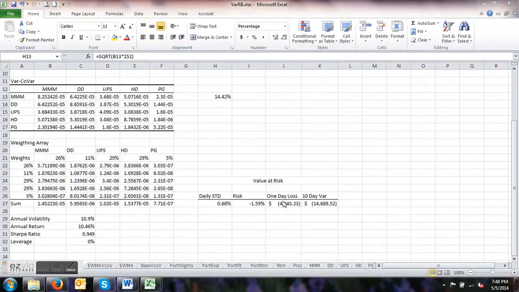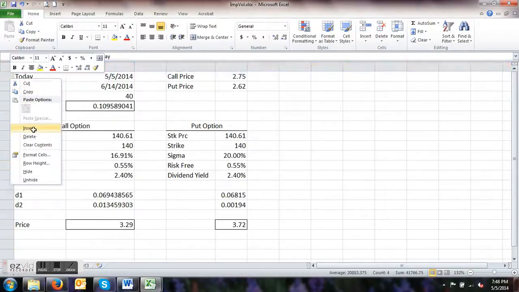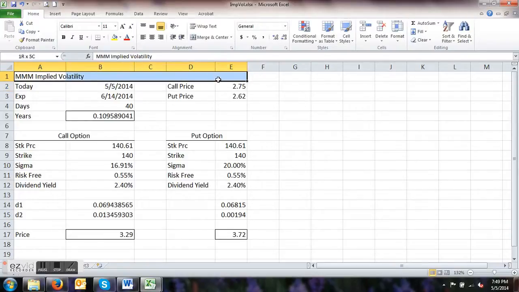Going to work on tonight is using Excel to estimate the implied volatility based on option prices. So my example that I'm going to do here is 3M. In fact, I should probably insert a row up here and say 3M implied volatility.